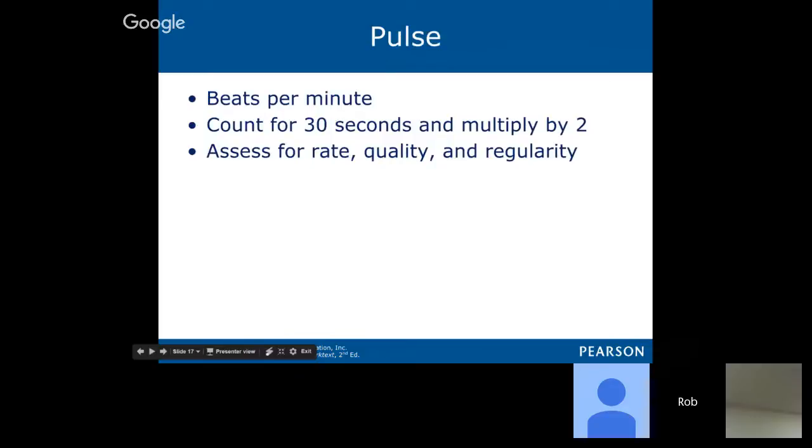For pulse, beats per minute, count for 30 seconds and multiply by 2. Some people get creative and count for 10 seconds and multiply by 6, but understand that if they have something like AFib, atrial fibrillation, and you use that method, you're going to be way off. Thirty seconds gives you a much better estimation. So assess for rate, quality, and regularity. I would know these things that they're telling you to assess for.